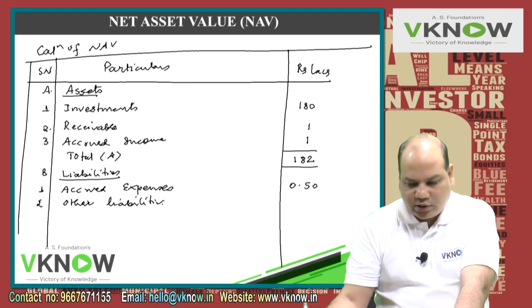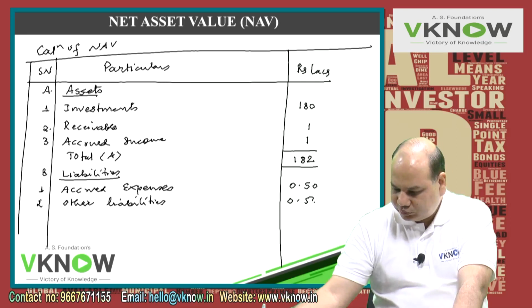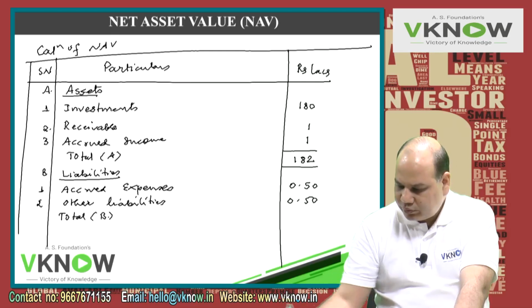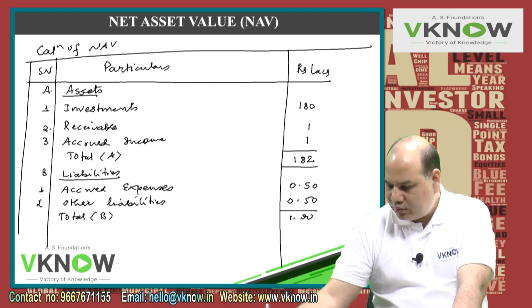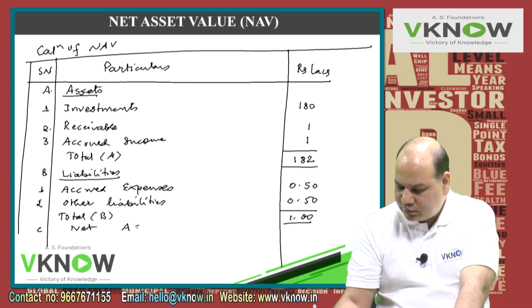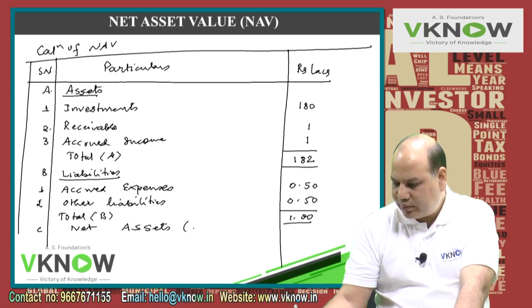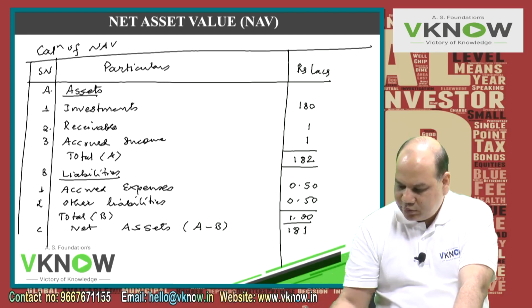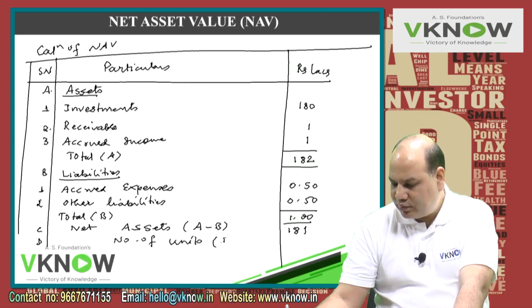Other liabilities can be 0.50. Total B is 1. Point C, net assets, A minus B, 181. Point D, number of units in lakhs.